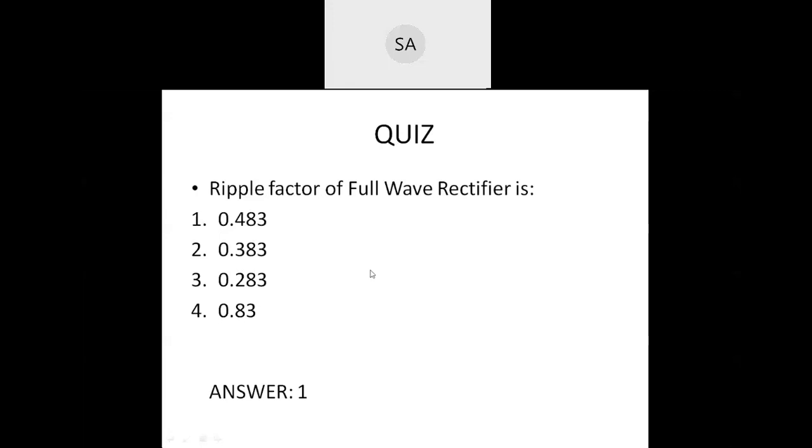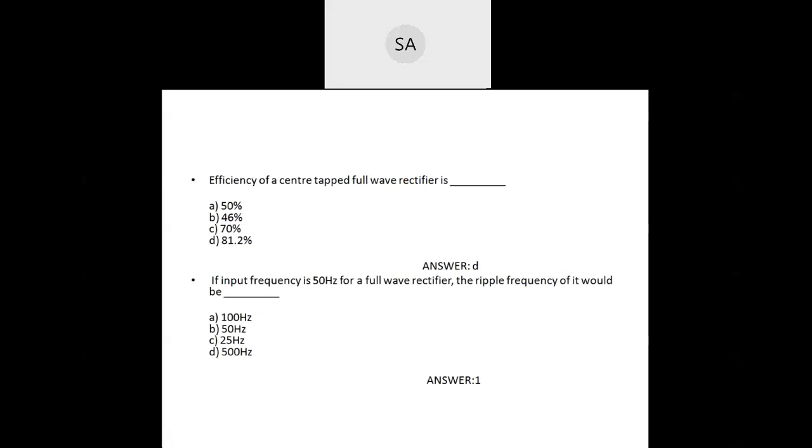Ripple factor of full wave rectifier is 0.483, 0.383, 0.283, or 0.83? The ripple factor of the full wave rectifier is 0.48, so you can take option 1. Efficiency of the center tapped full wave rectifier is 50 percent, 46 percent, 70 percent, or 81.2 percent? We got 81.06 percent, so you can take it as 81.2 percent.